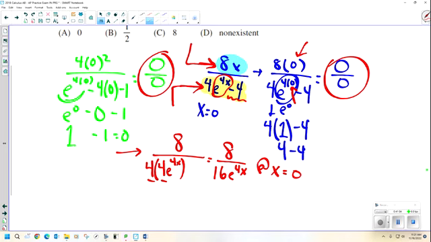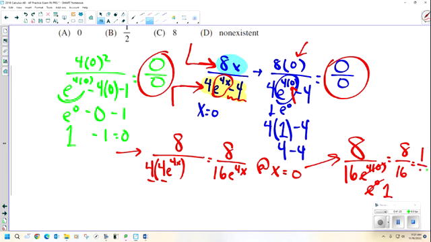Okay? So the good thing here is the top has no x to put a 0 in. The bottom is 16e to the 4 times 0. This is e to the 0. E to the 0 is just 1. 16 times 1 is 16. That will reduce to 1/2.